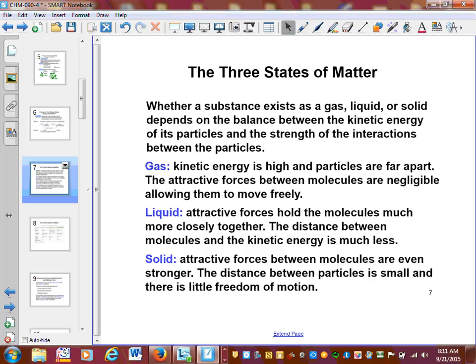Solid, on the other hand, the attractive forces between the molecules are much stronger. The distance between the particles is small and there's little freedom of motion. You can think of that like getting on an elevator that has a capacity of 15 people, and you're the 21st person to get on there. Okay, so you're like stuck, like proverbial sardines in a can. You can't move one way or the other. Okay, you can maybe do something with your hands. But you're very close together. There's absolutely no motion.